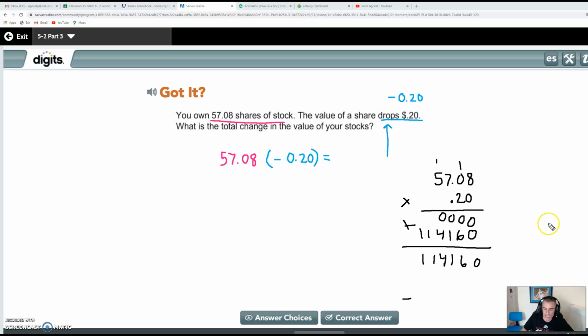Now, to figure out where to put my decimal, I count how many digits total there are behind the decimal point. So I have 1, 2, 3, 4. I have 4 total numbers behind the decimal. So I start here and I go 1, 2, 3, 4. And that's where my decimal point goes. So my final answer, remember we know it's going to be negative, is 11. And I believe they want us to round this to the nearest cent. The nearest cent would be right there. So I look at my 6, that's going to round this up to a 2. So this is, we lost, that's what the negative means, $11.42. So the product of those two numbers is negative 11.42. That's how much money we lost on our Apple stock.